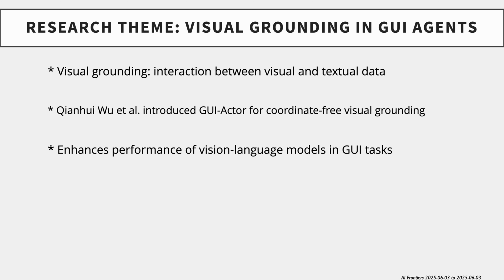Another significant theme is visual grounding in GUI agents. This theme explores the interaction between visual and textual data to improve GUI agents. Qianhui Wu and his team introduced GUI Actor, a method for coordinate-free visual grounding that enhances the performance of vision language models in GUI tasks. This work demonstrates the potential for more intuitive and effective human-computer interactions.